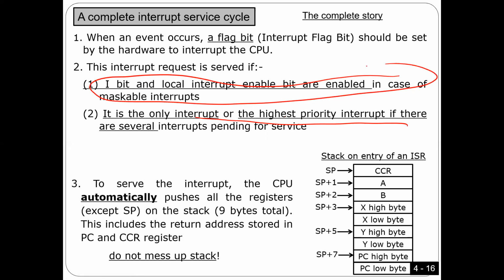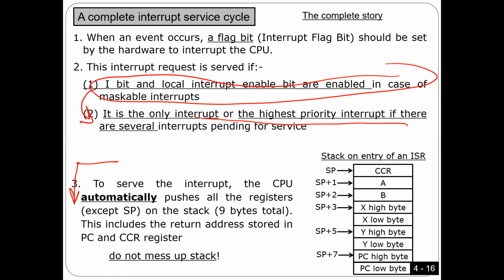If it is not enabled, I'm just going to discard it, so I'm not going to do anything. If the interrupt is enabled, I move to the next step to see if this is the only interrupt we have, or the highest priority interrupt. Maybe I have multiple interrupts and this one has the highest priority. In this case, we decide to serve the interrupt, and we're going to start from here.